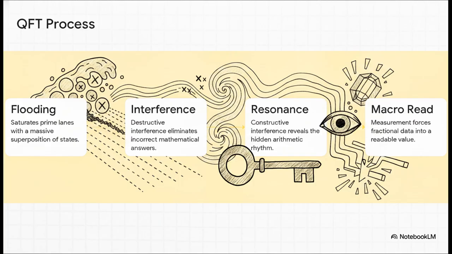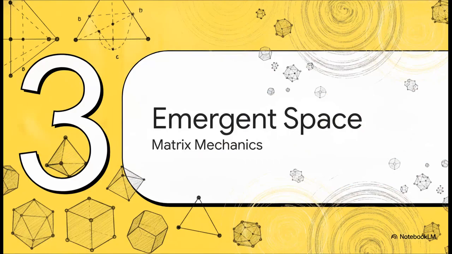Next is interference. Down at the unrendered fractional layer, destructive interference actively strips away the incorrect mathematical answers. Then we hit resonance, where constructive interference coaxes out that hidden arithmetic rhythm to grab the master key. And finally, the macroscopic read. A physical measurement forces that fractional data to snap instantly into a readable value, effectively shattering the encryption of a J-unit's entire timeline.